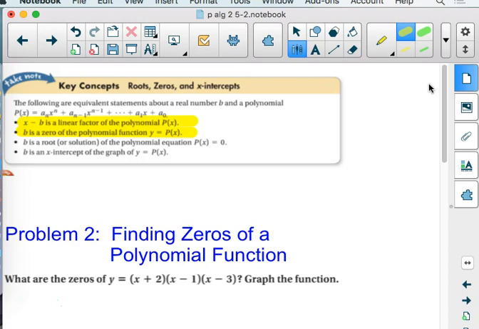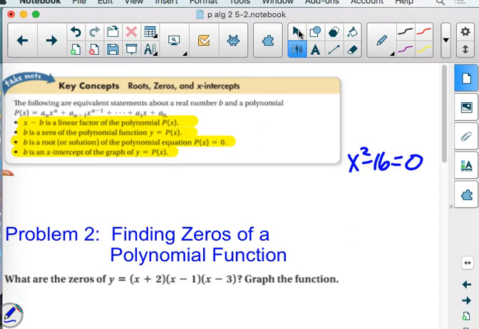Then another name for solutions is actually roots. Now that I know seems a little bit weird. I'll show you why in a second. And finally, that means it is the x-intercept of the graph. The x-intercept of the graph. Now why on earth would they call them roots?